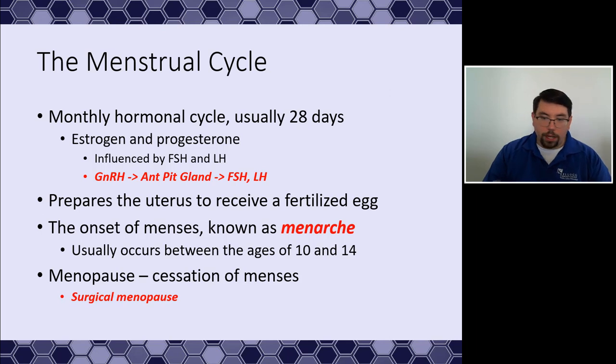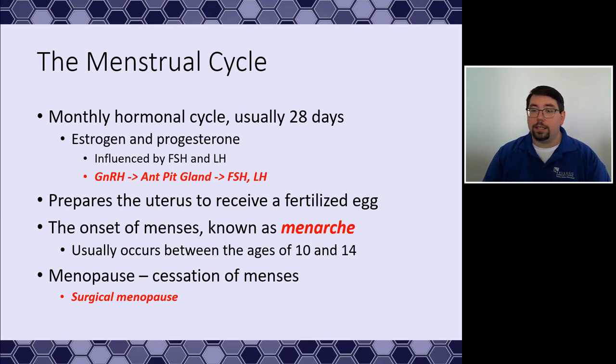Well, it's a regular 28-day cycle that's controlled by hormones. We see that based on the hormone estrogen and the hormone progesterone. The release of those estrogen and progesterone is influenced by both follicle-stimulating hormone, FSH, and luteinizing hormone, LH. And that's going to affect our anterior pituitary gland, which is going to release those hormones, and that's going to allow for the body, in essence, to prepare to receive a fertilized egg.